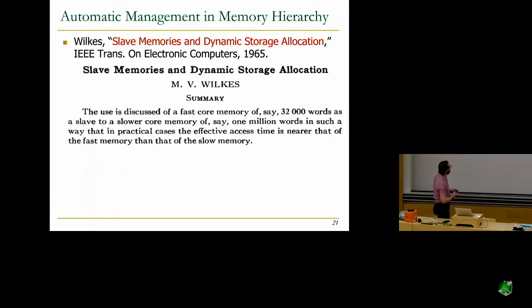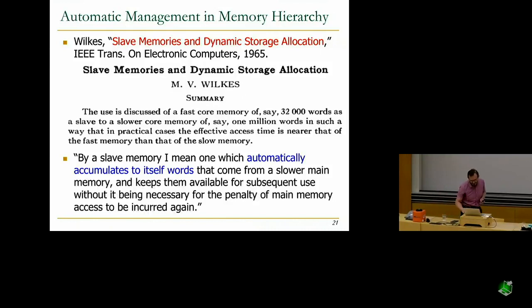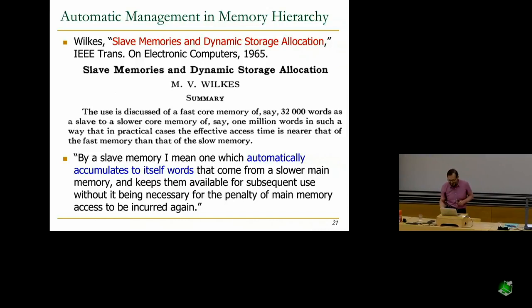Okay, so this automatic management in memory hierarchy was what Maurice Wilkes had in mind, actually. This is the paper that I recommended. As you can see over here, we've already said that. By a slave memory is essentially the cache, I mean one which automatically accumulates to itself words that come from a slower main memory and keeps them available for subsequent use without it being necessary for the penalty of main memory access to be incurred again. So basically, the keyword over here is automatically. So that was the idea that Maurice Wilkes had when he designed his cache.